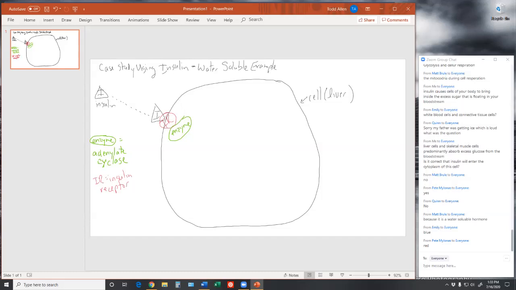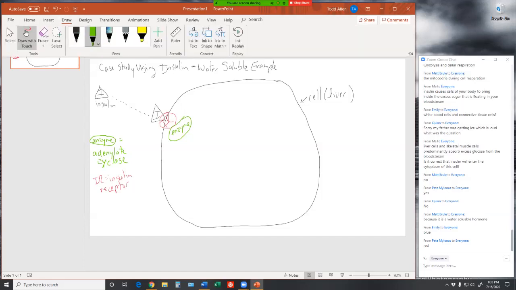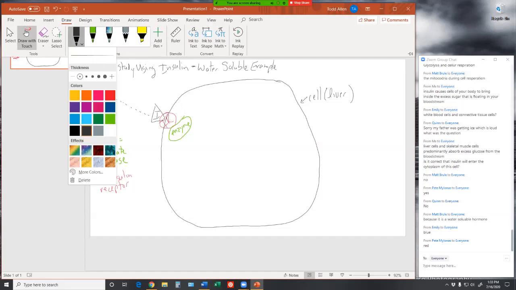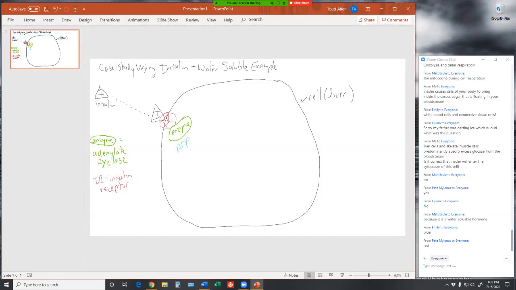Folks, that enzyme is going to take ATP and it's going to use that ATP to manufacture a new molecule, which in this case is cyclic AMP or cAMP for short. So this enzyme is going to take ATP and it is going to convert it to cAMP. I'll type it into the chat window for you. cAMP is short for cyclic adenosine monophosphate.